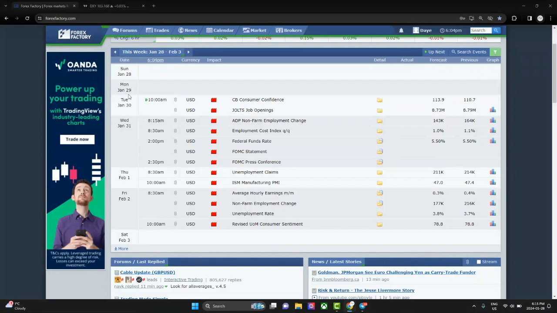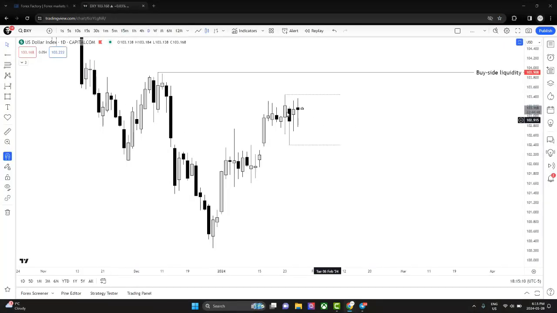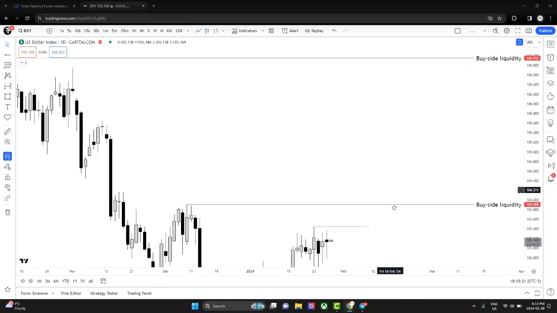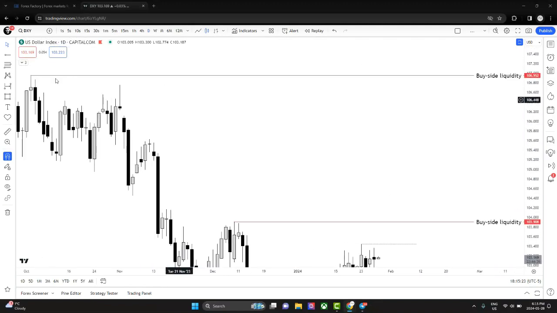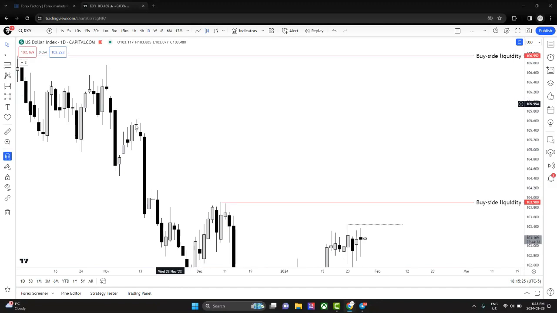Now we'll be looking at the charts. Okay, so this is the dollar index. We always start our analysis with the dollar index. As you guys can see, I have these bright red lines, buy side liquidity. Here too as well, buy side liquidity above these highs. Yeah, this is buy side too, but I just didn't feel the need to draw a line there.